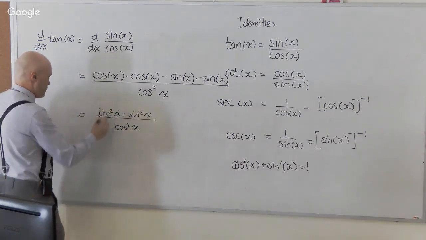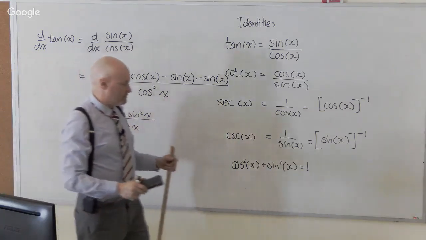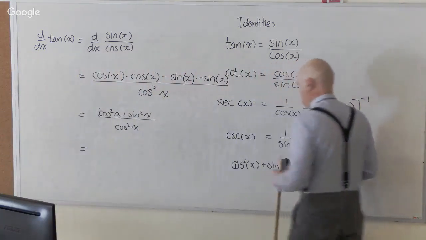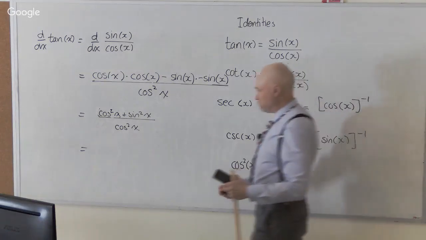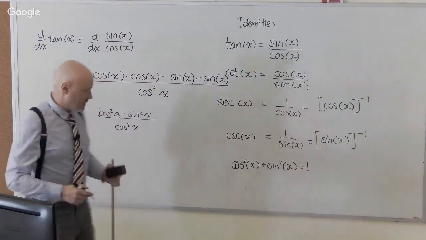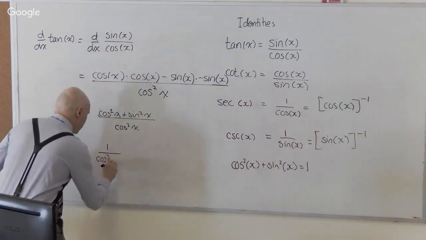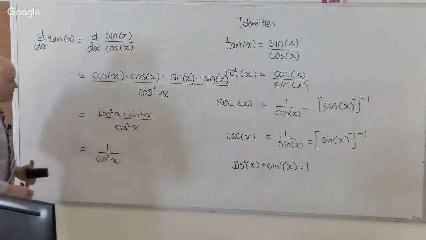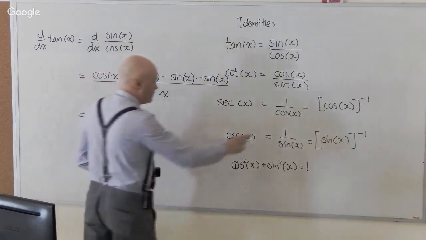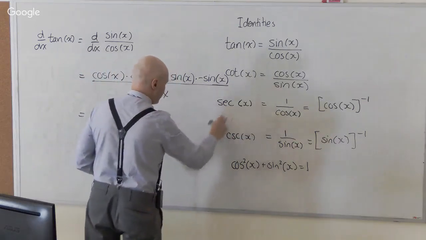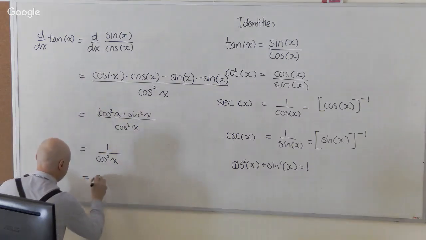There's good news here, everybody, because cos squared x plus sine squared x, we learned this in grade 11, it's always equal to 1, no matter what we do. It's always equal to 1. That's the Pythagorean identity. So this is 1 over cos squared x. And if I look over here, basically, 1 over cos x is secant x, so I can convert this into a secant squared x.